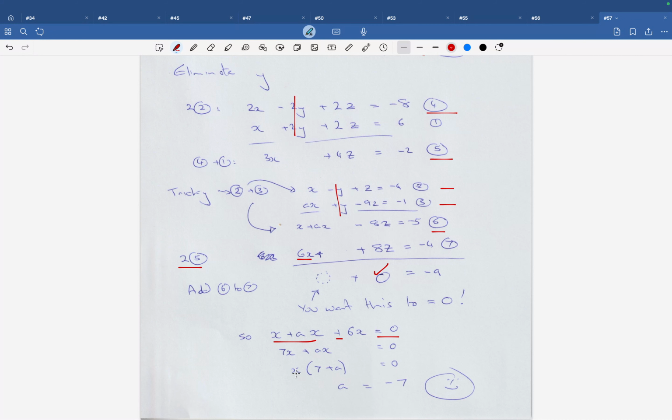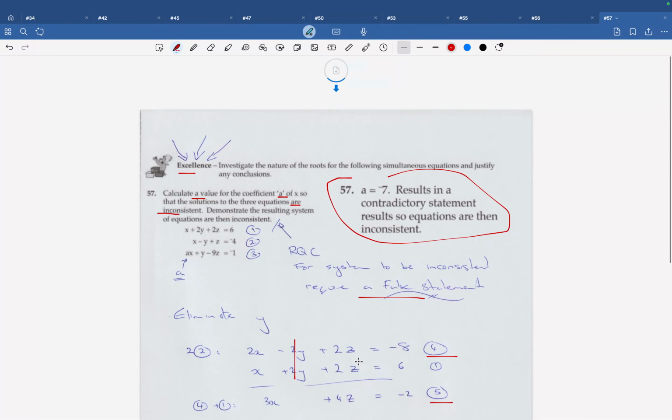One solution is, well, x equals 0. Other solution is if a were to be equal to -7. So if we put -7 in here, that would be -7. That plus that would give you -6. Adding on that would cancel out to 0. So that is the solution.